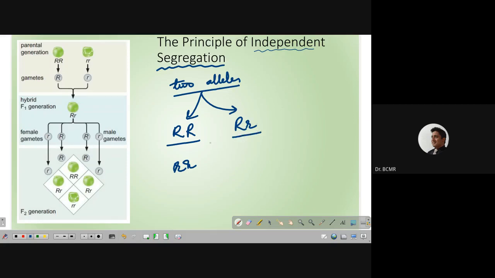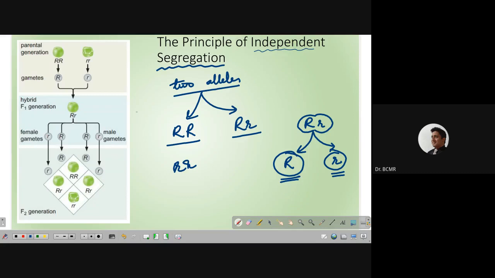So when we have either homozygous or heterozygous, if a cell is, for example, heterozygous, and it is going to make gametes, capital R is going into one gamete and small r is going into another gamete. That means the genes or the alleles are segregating independent of each other. That is the principle, or the law, of independent segregation.